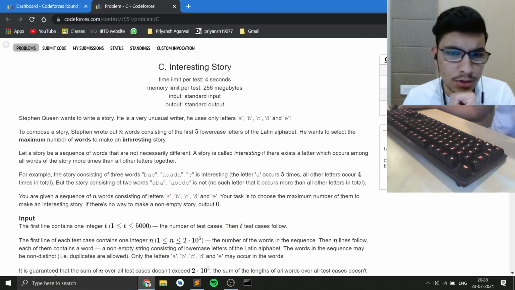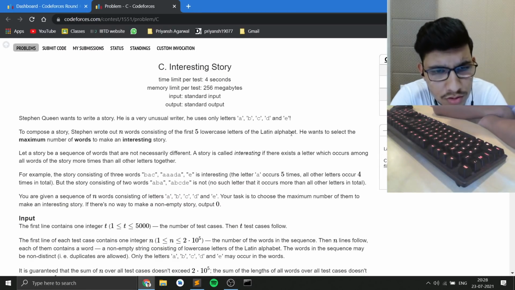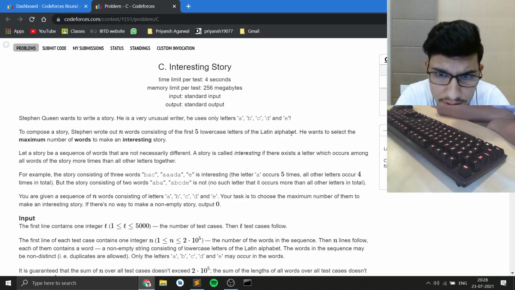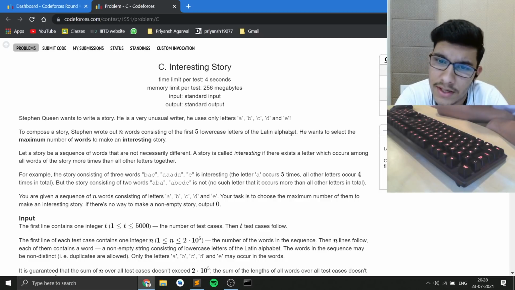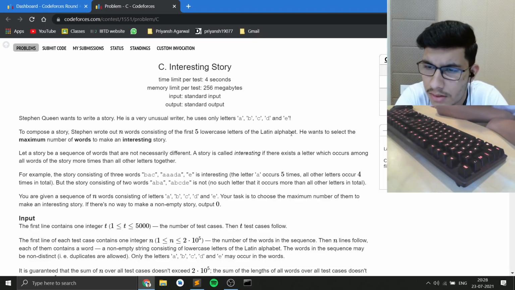Okay, looking at this problem now. Wants to write a story. He is a very unusual writer. He uses only letters A, B, C, D, E. To compose a story, Stephen wrote out n words consisting of the first five lowercase letters of the Latin alphabet. Okay, he wants to select the maximum number of words to make an interesting story.